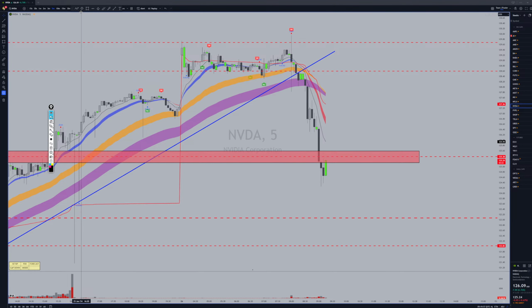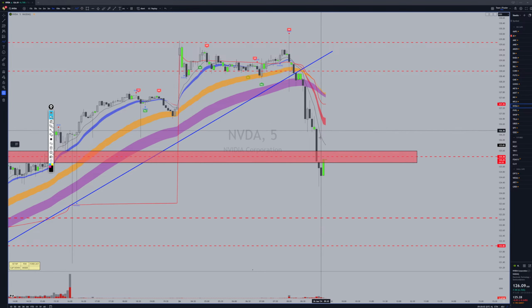I'm going to take 2 plans over here on Nvidia. If Nvidia starts bouncing over here and then has a rejection from this 126.20, 126 area, my first target is going to be 123. In this case, we can short the stock, or buy 125 puts.